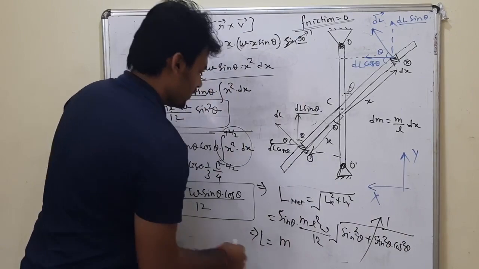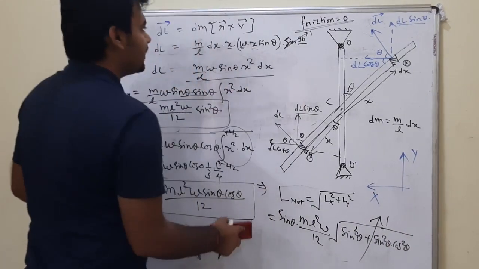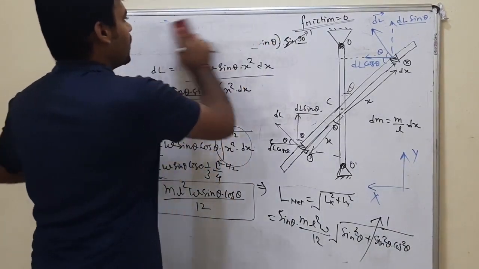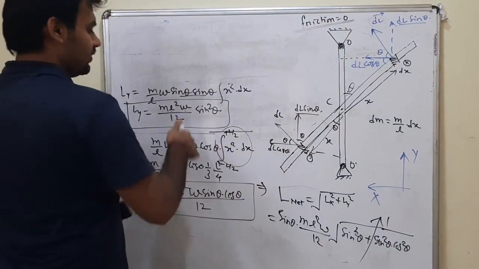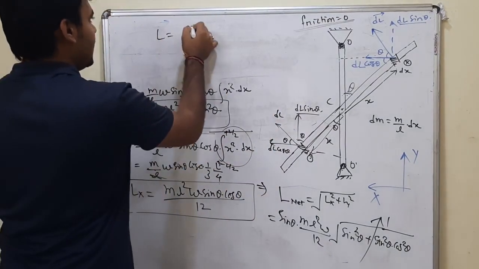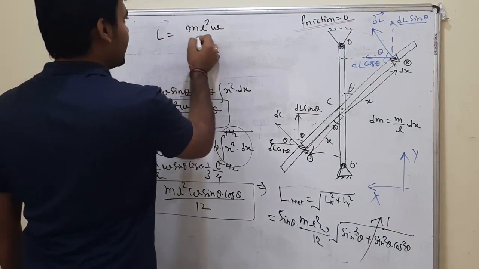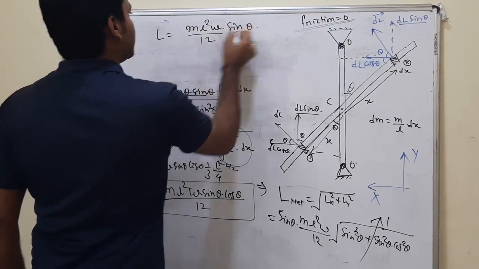I will write the final answer here. It will be m l square omega divided by 12 into sin theta.